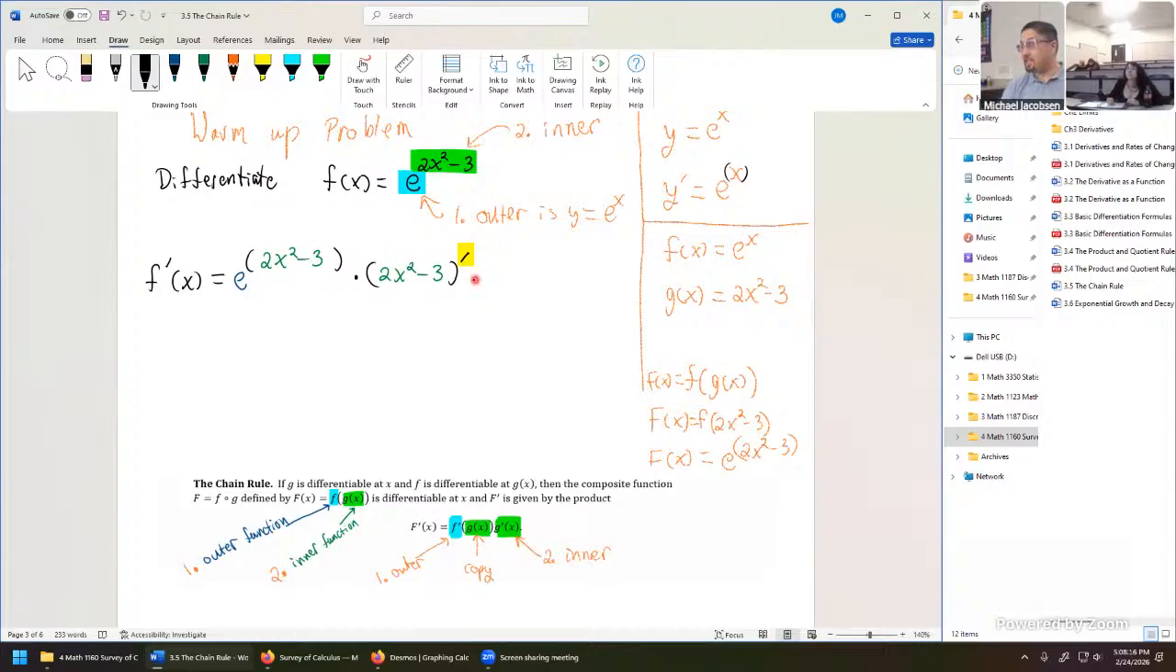Okay, let's finalize this. The derivative of f at x is e to the power. Typically, we would drop parentheses, but if it's helpful for visualization, there's no harm leaving them there. E to the power 2x squared minus 3. Just make sure you write it as a superscript, so it has to be above to convey it's all an exponent. We're multiplying by this derivative.